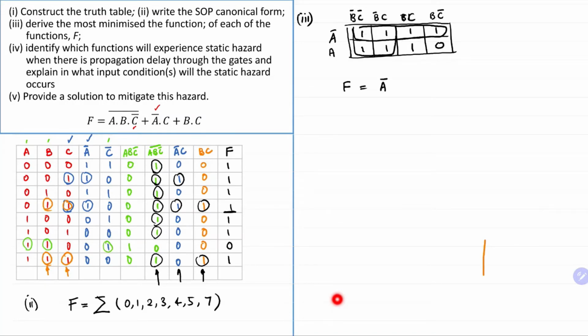Here we have another loop of 4. That gives you b bar. And here's another loop of 4. And they give you c. And that's the most minimized form of the function f.